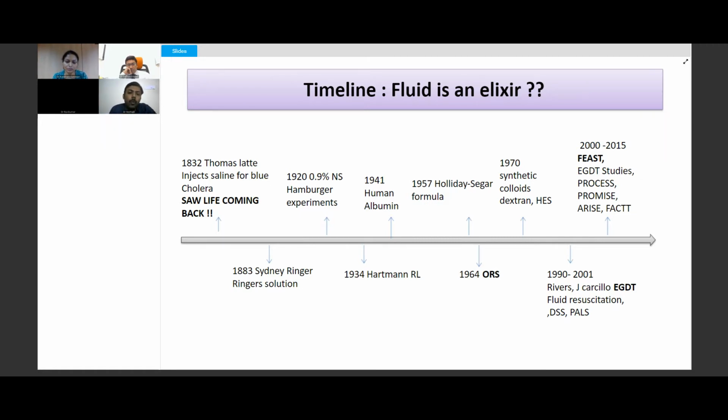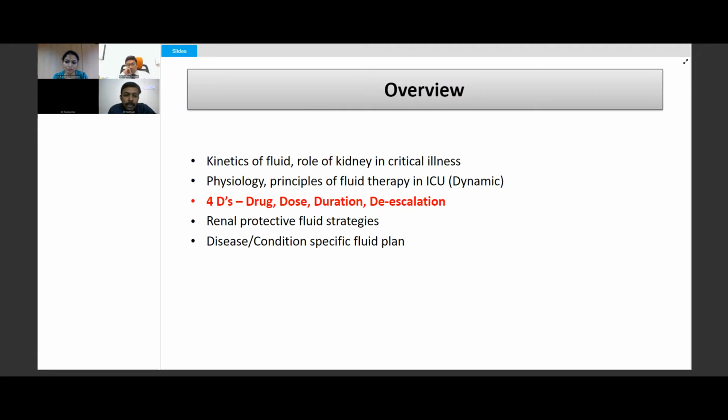So in the overview, we'll be discussing the kinetics of fluid, the role of kidney in critical illness, the physiology, principles of fluid therapy in ICU, the intra-patient dynamicities during various phases of illness, and the famous 4Ds. Fluid is a drug, isn't it? So it's drug, dose of fluid, duration, and de-escalation protocols. Renal protective fluid strategies, which I'll be discussing briefly, and some condition-specific fluid plans.